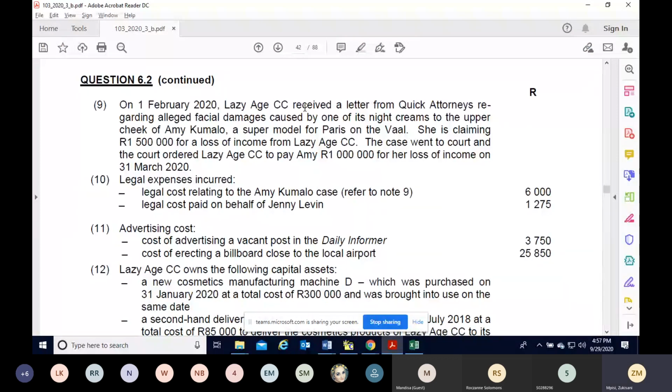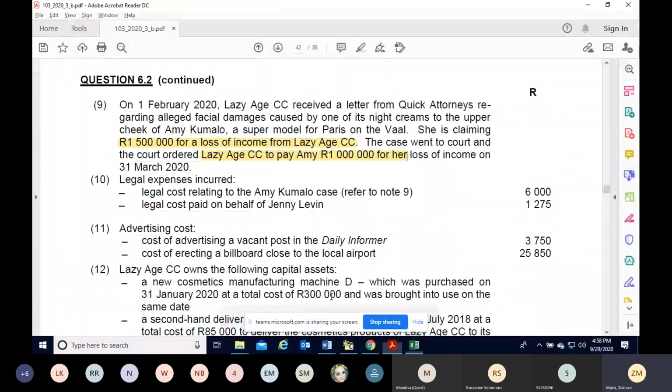Then on 1 February, Lazy CC received a letter from Quick Attorneys regarding alleged facial damages caused by one of its night creams to the upper cheek of Emi Kumalo, a supermodel for Paris. She's claiming 1,500,000. The case went to court and the court ordered Lazy CC to pay Emi 1 million for her loss of income. So the question becomes, does the 1 million become a deduction in our hands?